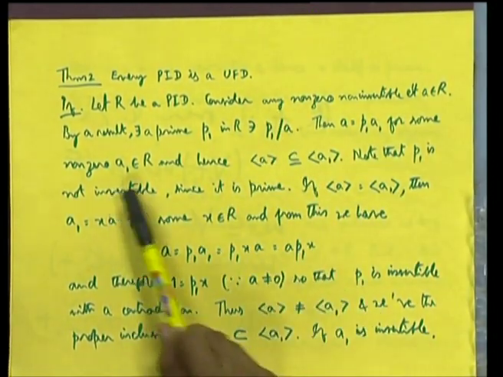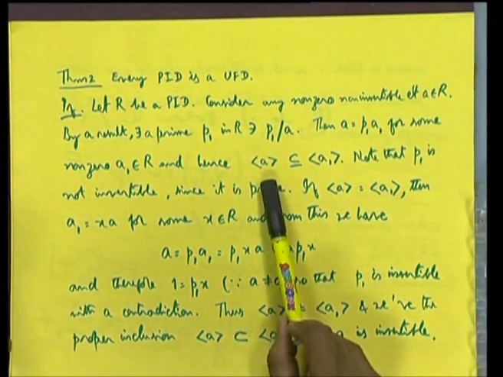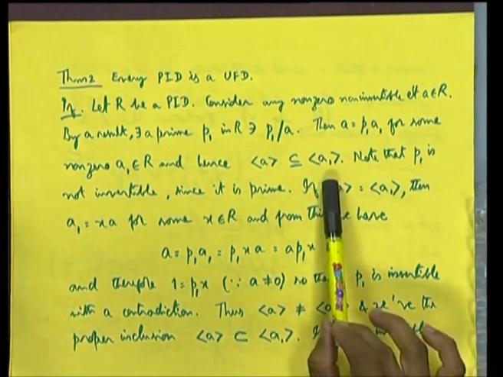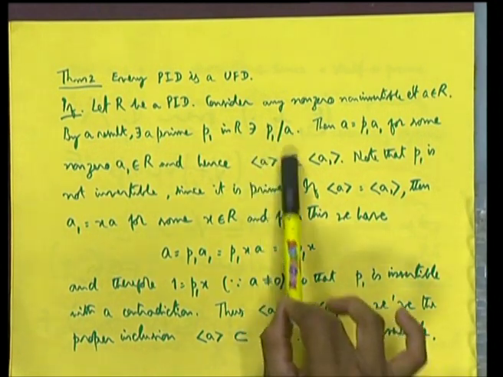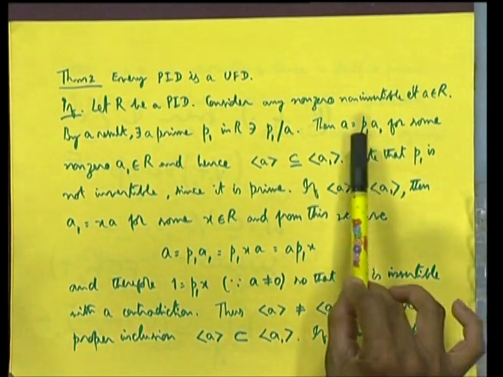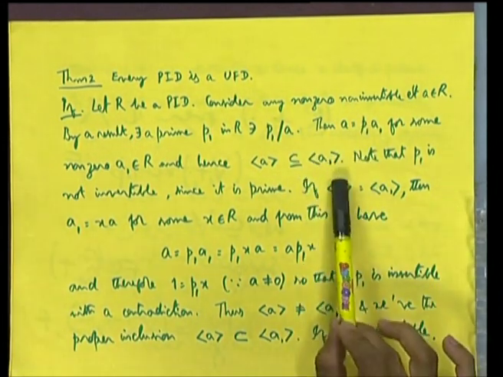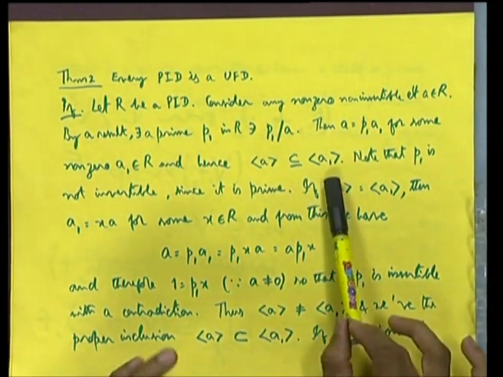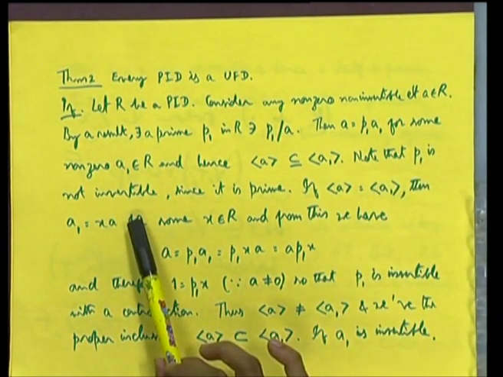Since a is non-zero, a1 also becomes non-zero, and we have the ideal generated by a is contained in the ideal generated by a1. Because if you multiply a by any element r from R, a r = P1 a1 r, that becomes r P1 a1, an element in the ideal generated by a1. Therefore, the ideal generated by a is sitting inside the ideal generated by a1, and this P1 is not invertible because it is prime.